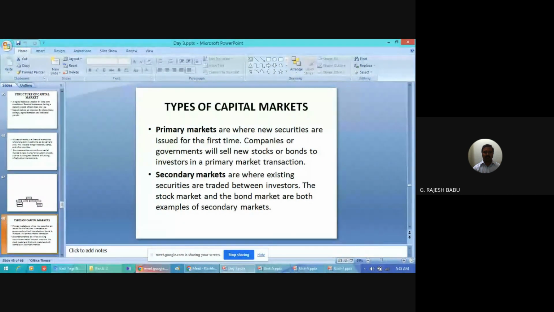The secondary market is regulated by the Securities Exchange Board of India. Examples are the Bombay Stock Exchange and the National Stock Exchange. These are some stock exchanges. Then the secondary market can be done through an auction market.